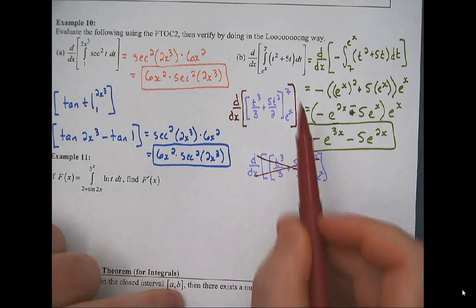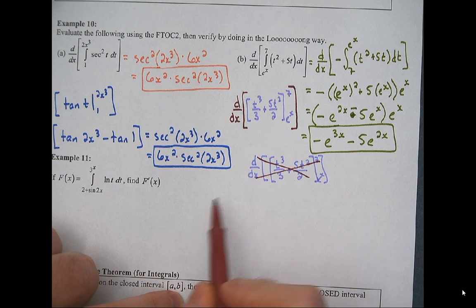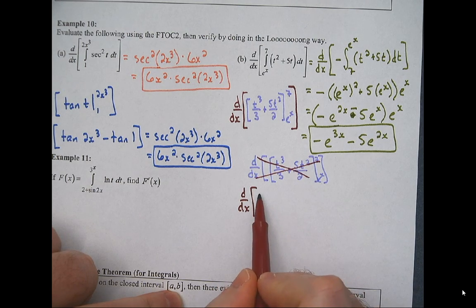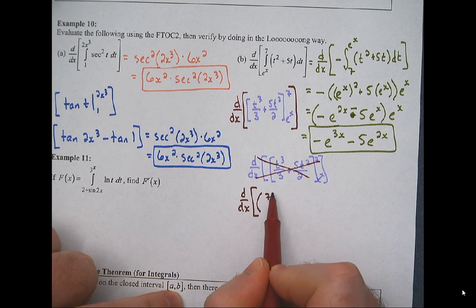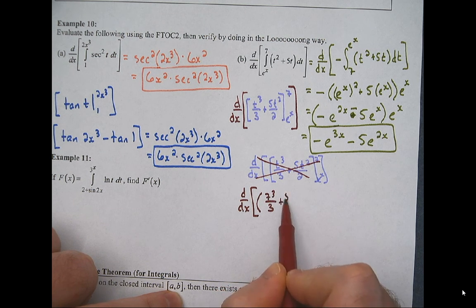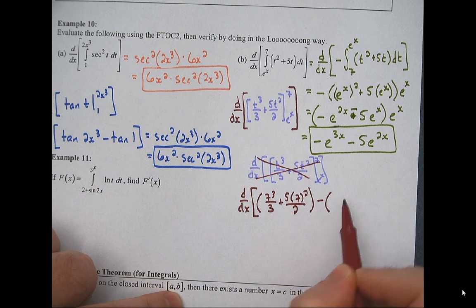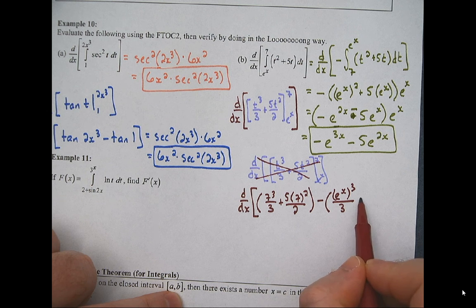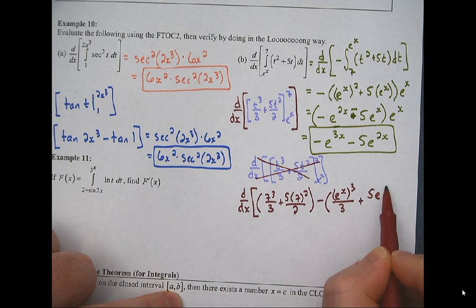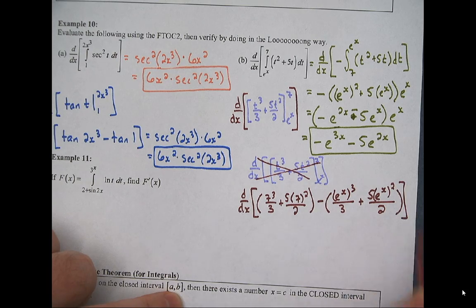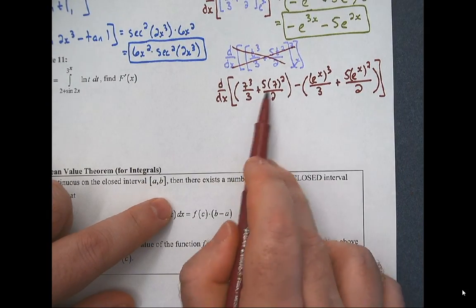All right, now I want to actually plug these values in there. So I'm going to get down. Hopefully I'm not taking up too much room down here, but we'll see. d/dx of, okay, my first group would be 7 cubed over 3 plus 5 times 7 squared over 2, minus my second group, which would be e to the x cubed over 3 plus 5e to the x squared over 2. And now I'm supposed to derive this thing, but why do I really like this?